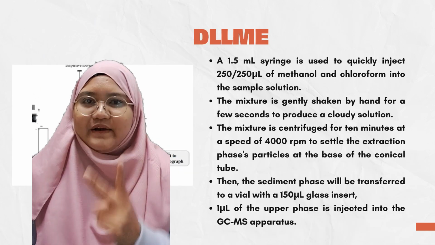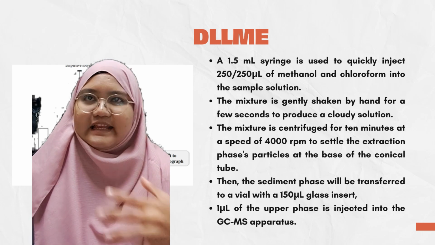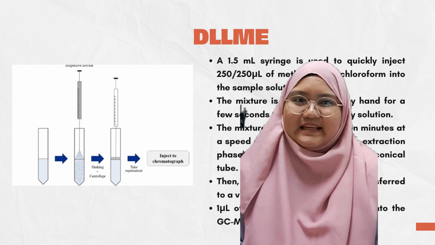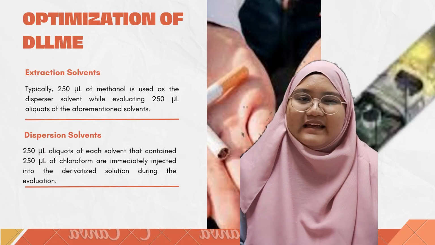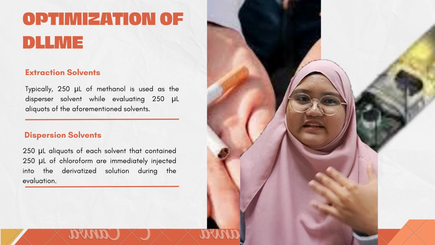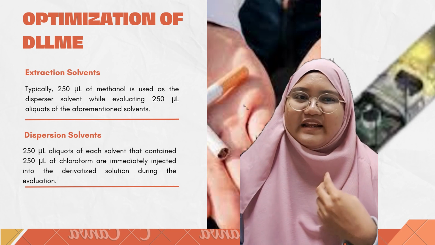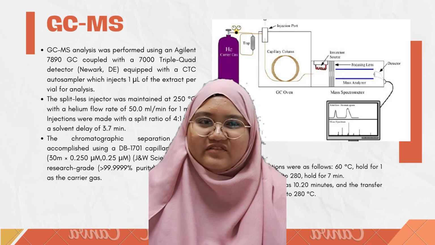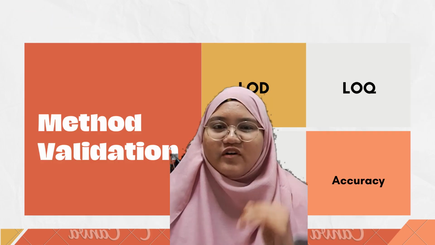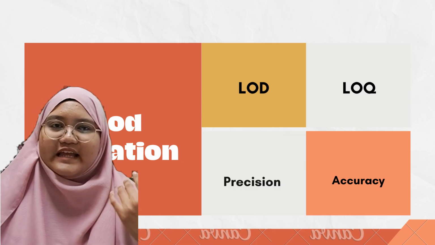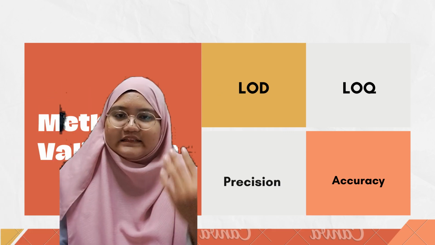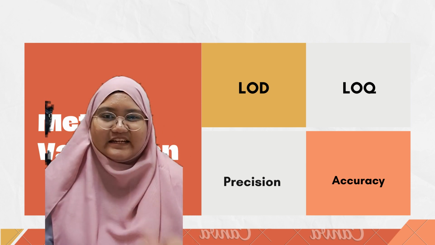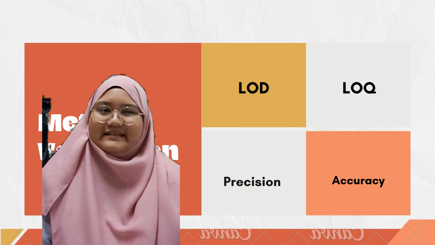So I set up two parameters to optimize the DLME extraction for nicotine in e-liquids. The two parameters are the type of microextraction solvent and the type of dispersive solvent. This is the parameter of GCMS. For method validation for this experiment, I will be using LOD, limit of detection, LOQ, limit of quantification, precision, and finally accuracy. Comes the result and discussion.